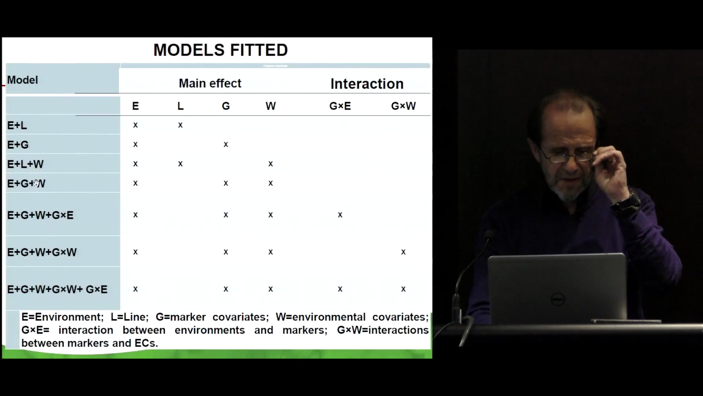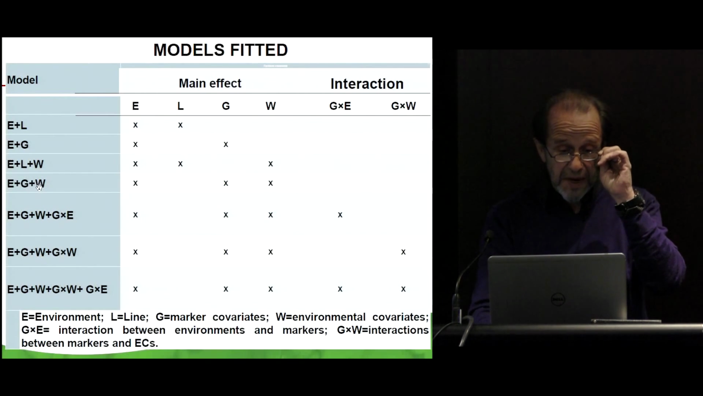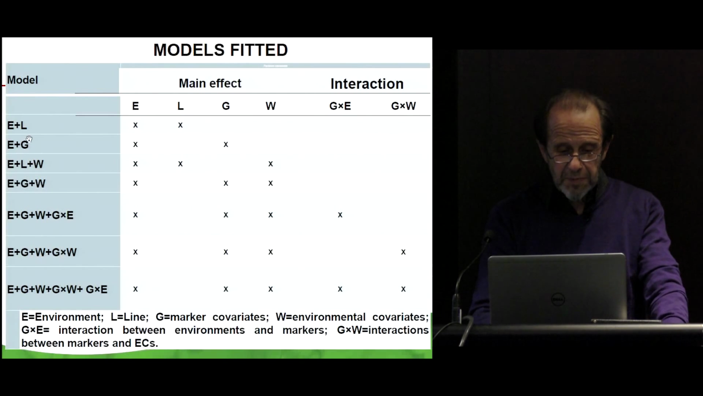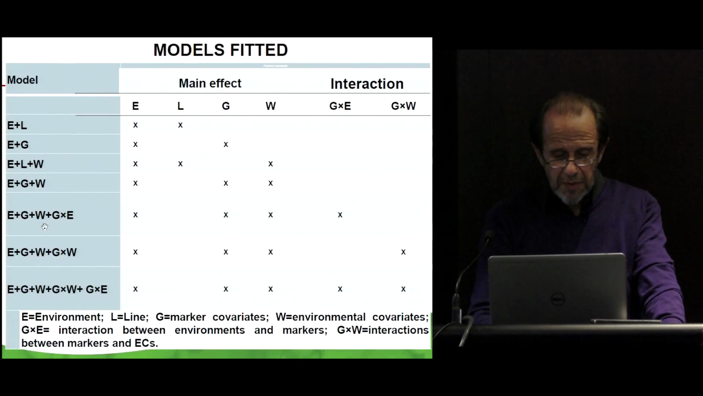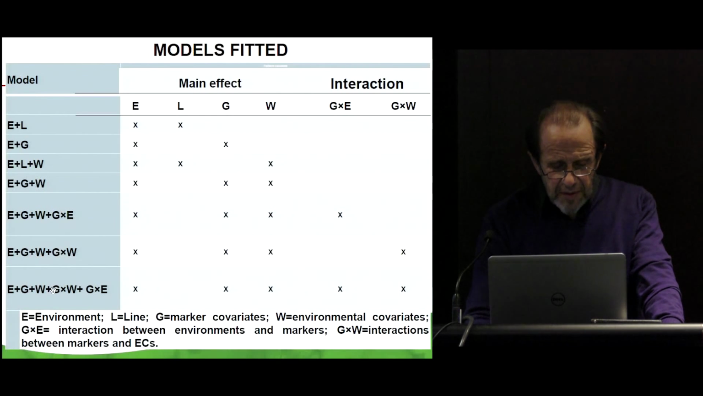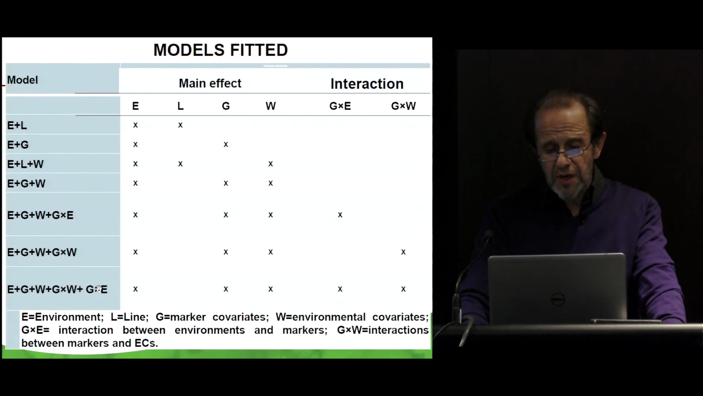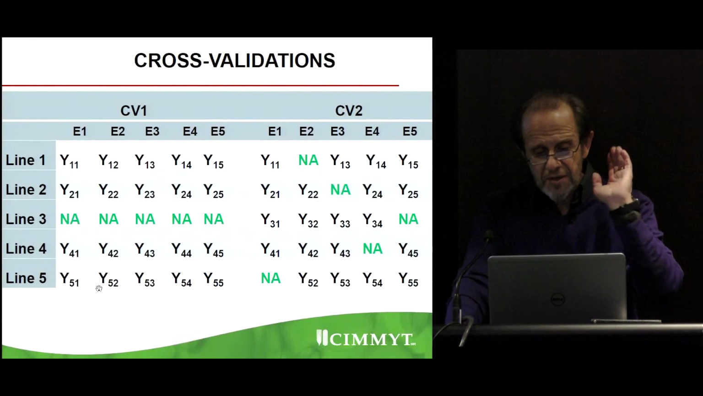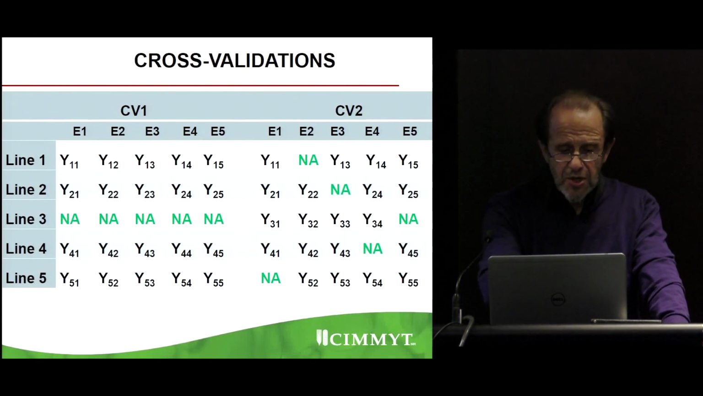environment, genomics, environmental covariables. These are main effects models, and here we put the G by E. Here we put the genomics by environment, and here we put the environment, genomics, environmental covariables, genomic by environmental covariables, and G by E. And we tried these models with 2 cross validations. We use CV1 and CV2.